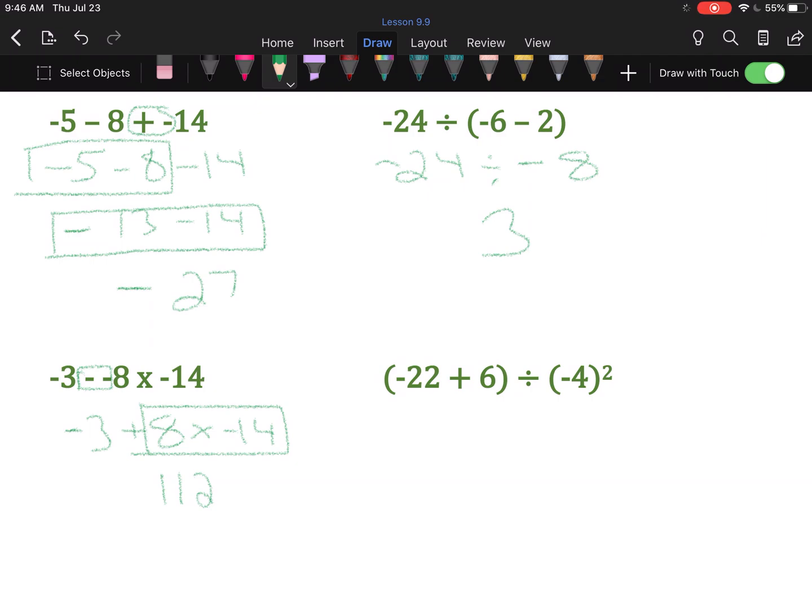And that's a positive number times a negative number, so it's negative. So we have negative 3 minus 112. Those are the same sign, so keep it and add the numbers. 3 plus 112 is 115.